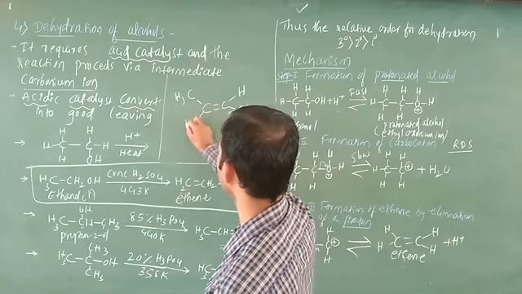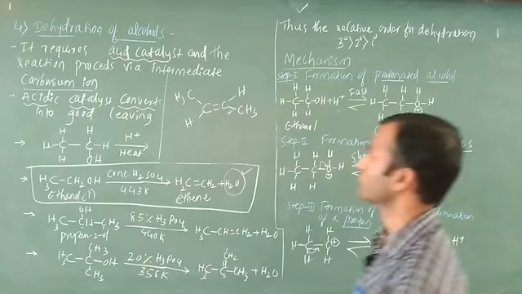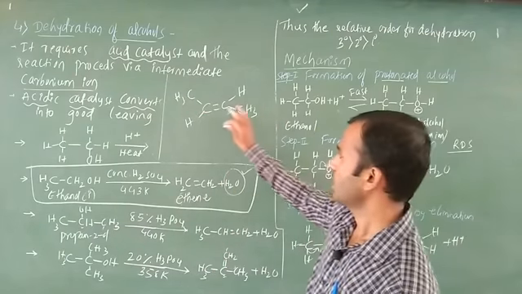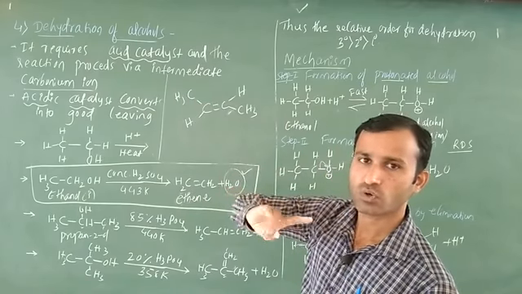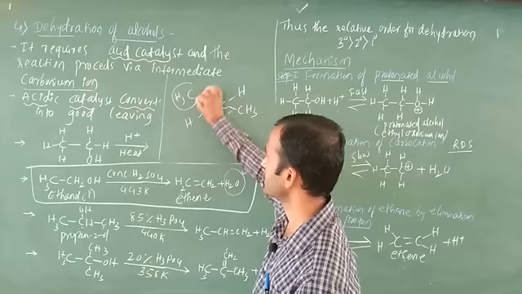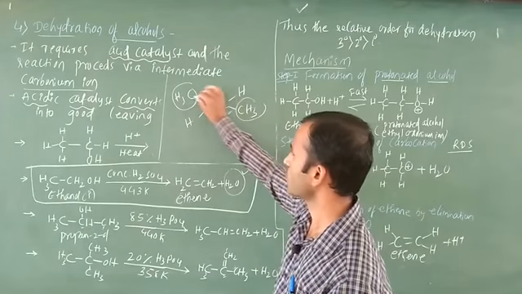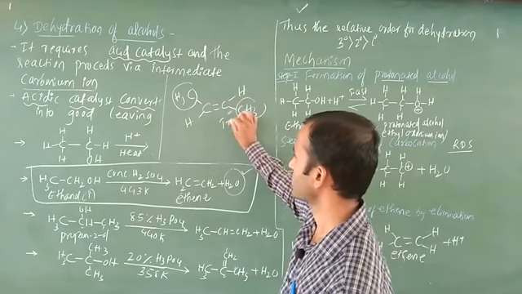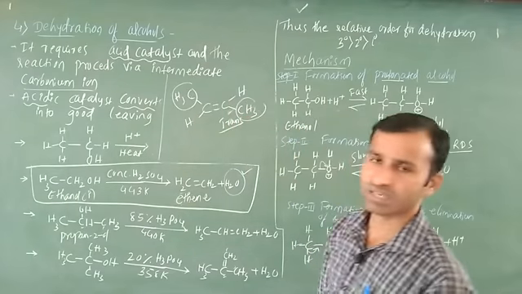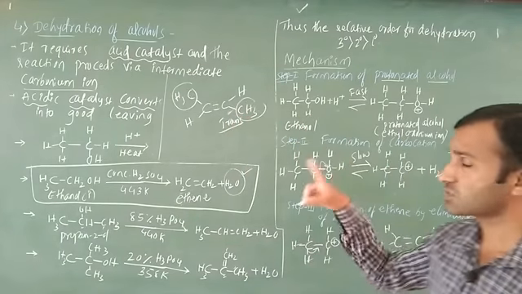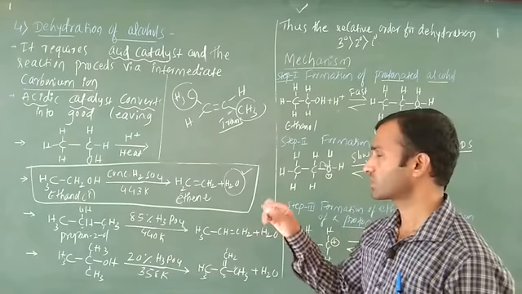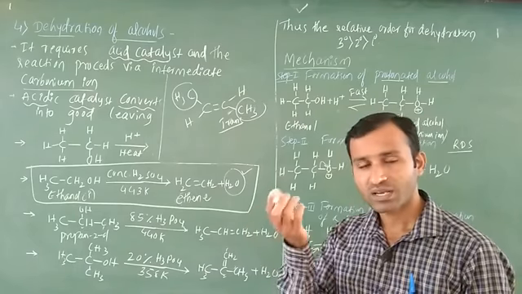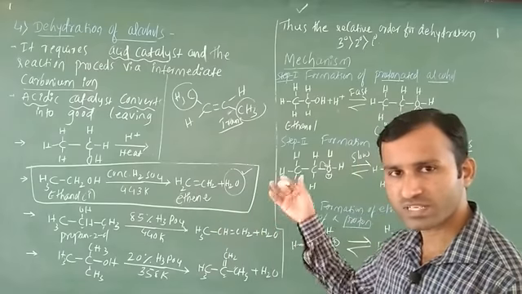I will explain first. This is trans. Trans means the same groups are present on opposite sides. Here CH3 is there, and here CH3 is there, and these two are opposite. This one indicates the trans form. The trans form is more stable. In cis trans isomerism the trans form is more stable according to Saytzeff rule.